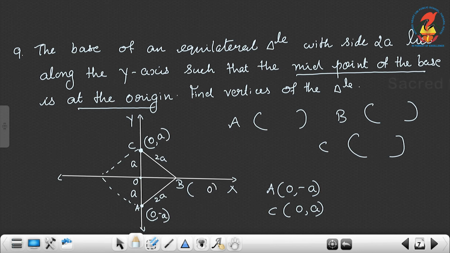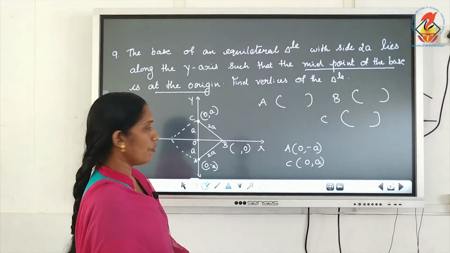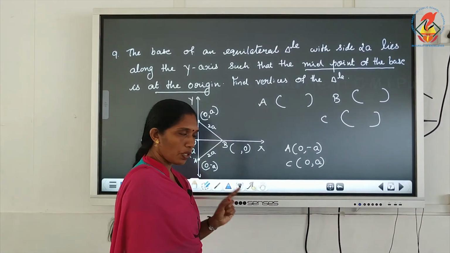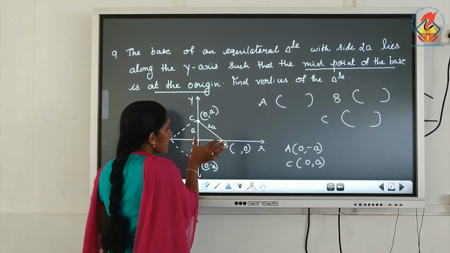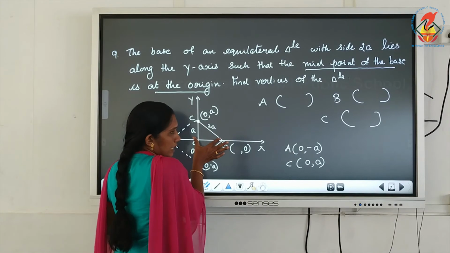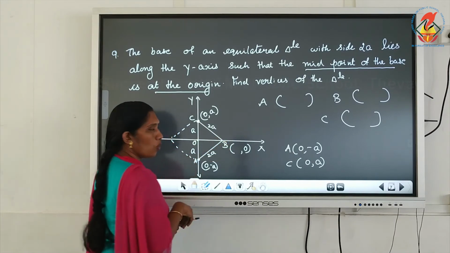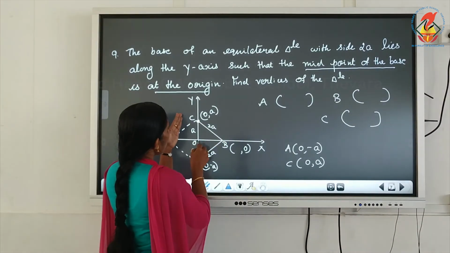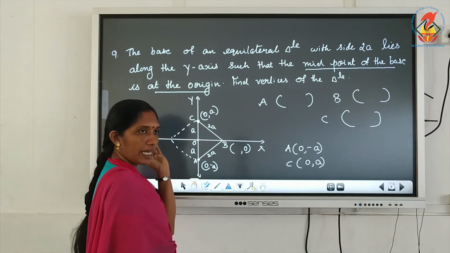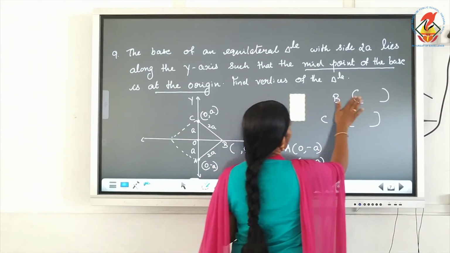Okay. A point on the x axis is always in the form (x, 0). The y coordinate is 0, and the x coordinate you have to find. The x coordinate is the same as OB, that length. Then how to find OB? This OBC is a right angle triangle. From that you will get OB.